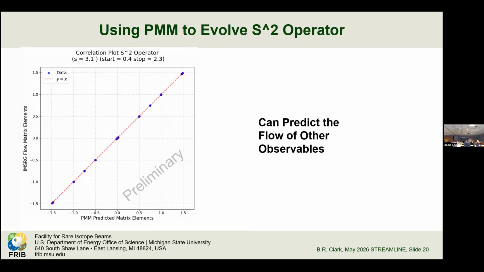And as I said earlier, the reason we're interested in Magnus IMSRG is to compute other observables. So this is just the spin squared operator for the pairing model. And we can see that we also get a nice correlation plot. We see that our emulated results are lining up with our original results.